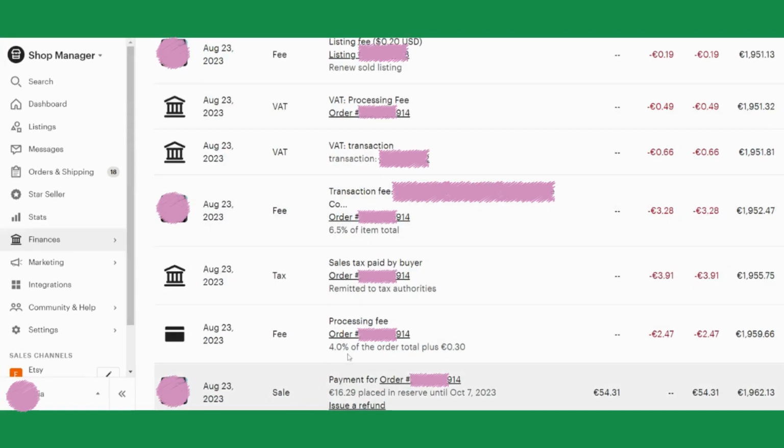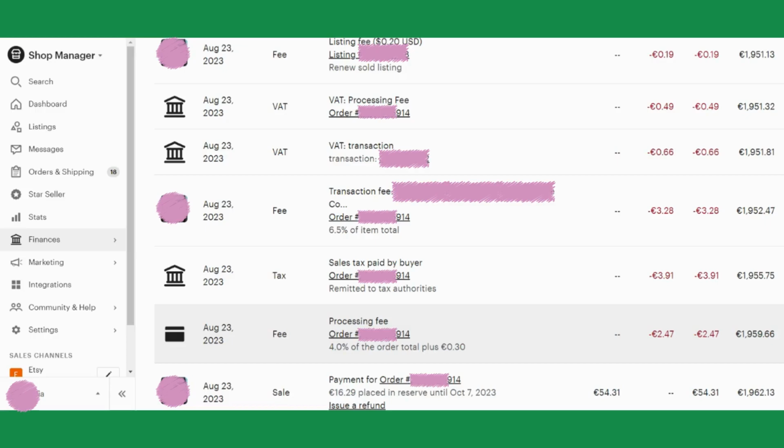First, we have the payment from the buyer. It is 54 euro and 31 cents, and this is the same amount that we just saw in the receipt. This is the amount that the buyer paid, and this is the base from which Etsy will calculate the fees. Then we have our first fee. It's a processing fee. Processing fee is a payment processing fee. Etsy acts as a payment processor. It collects money on our behalf and sends it to our account. And for that, Etsy is charging a fee.